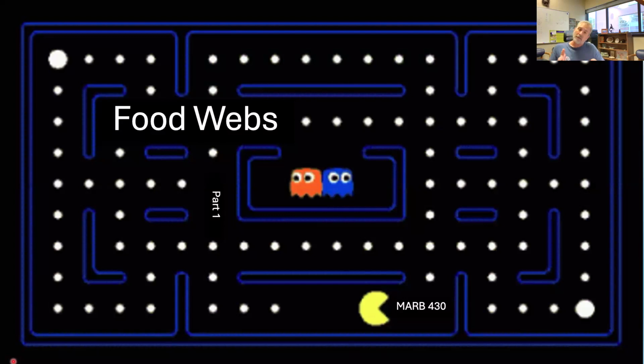So I like this backdrop because this is now kind of a food web. It's really more of a food chain, but nonetheless, it was one of my favorite games growing up, and I think I was marginally good at it.